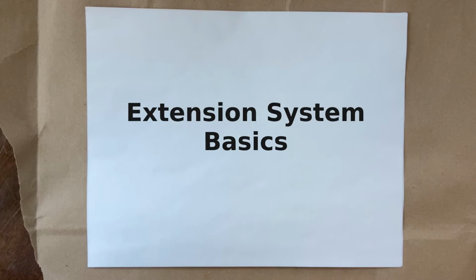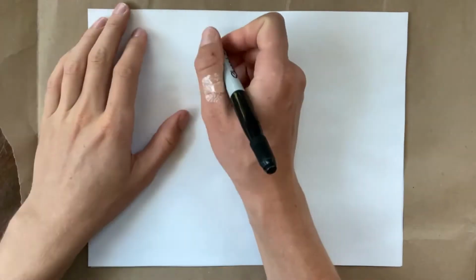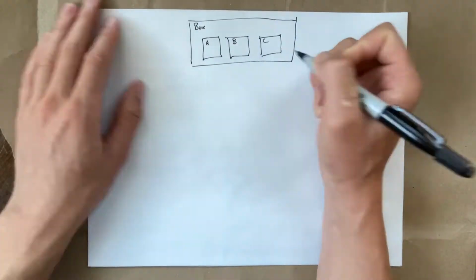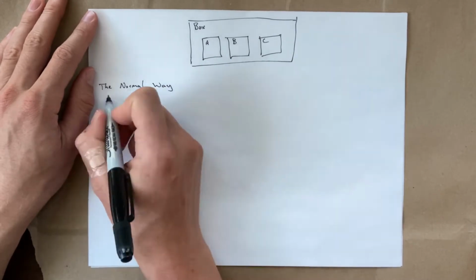This is Brandon Estenis, and I'm going to explain the basics of the extension system for OpenMRS Frontend 3.0. So let's say that we're trying to implement this. There's a box on the screen, and three things appear in it, A, B, and C.